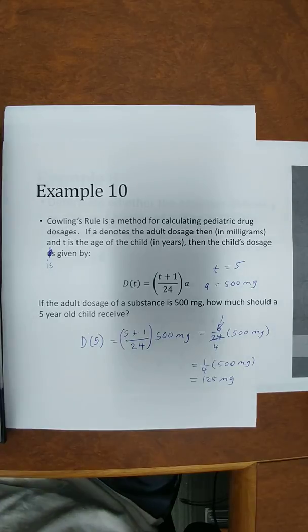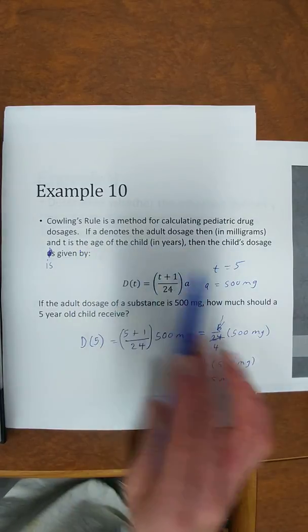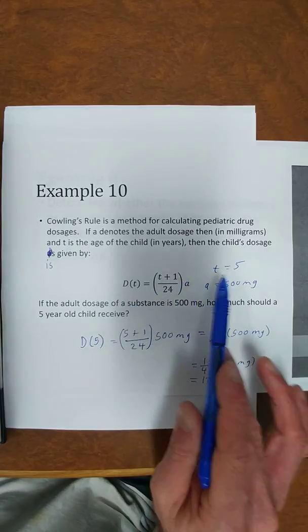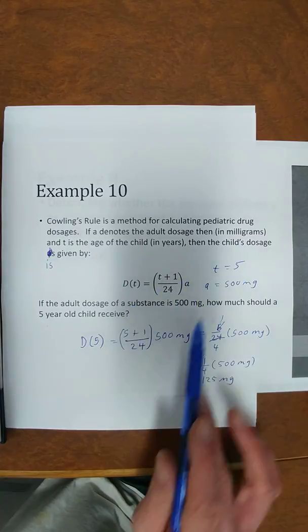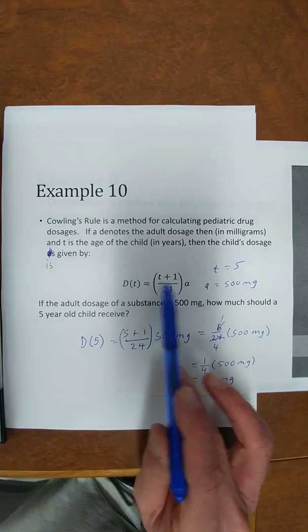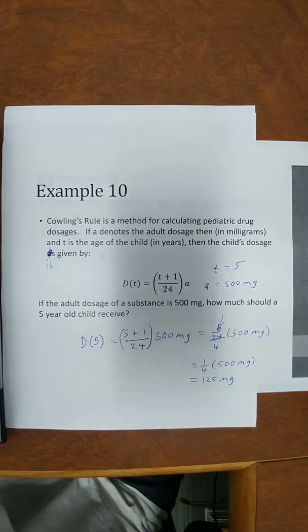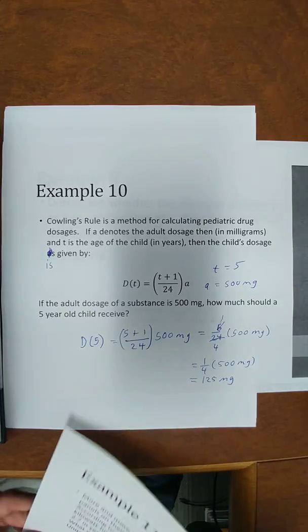And I have one more example. It's, again, just maybe a quick recap. All you have to do is really identify your two variables, which is T, the child's age, which is 5, and A, the adult dosage, which is 500 milligrams, and it's a simple plug into the formula, which gives you 6 over 24 times 500, which will result in 125.